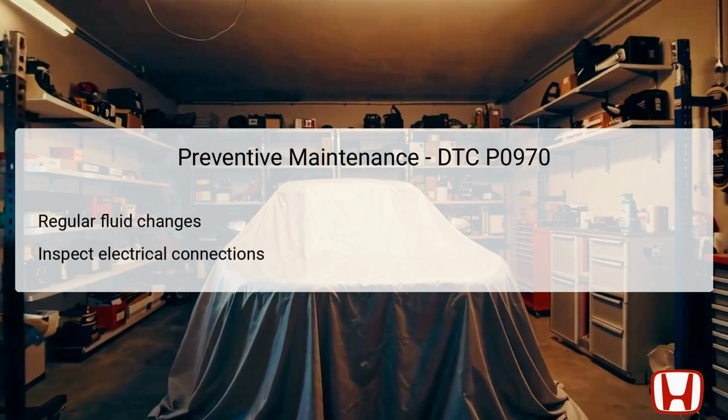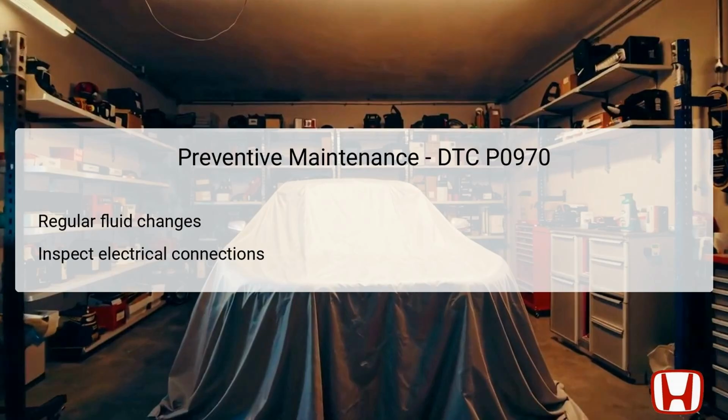Preventive maintenance plays a crucial role in avoiding future occurrences of DTC P0970. Regularly scheduled transmission fluid changes will help ensure optimal performance of the CVT and its components, including the CVT clutch pressure control solenoid. Fresh, clean fluid is essential for efficient hydraulic operation and overall transmission longevity.